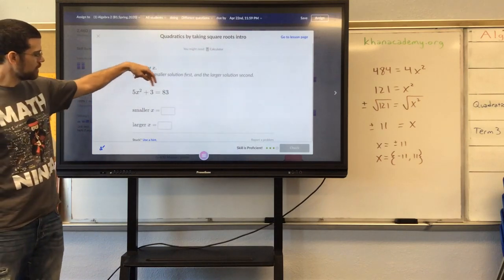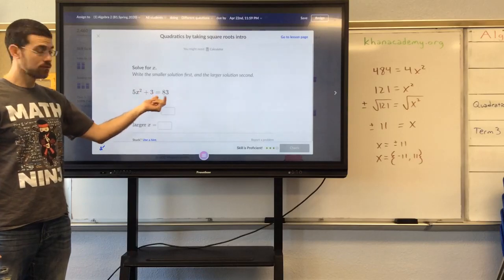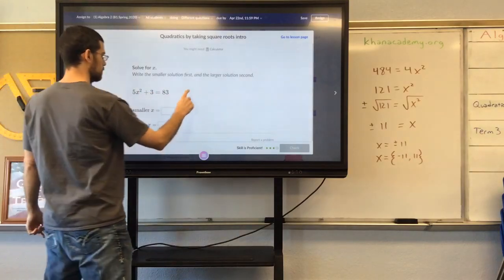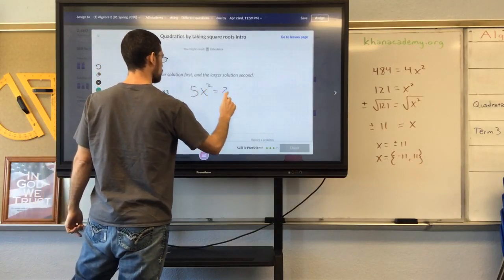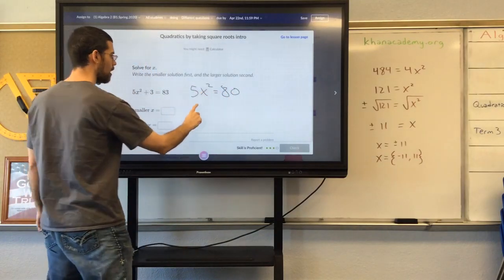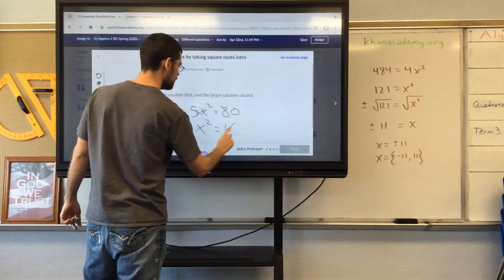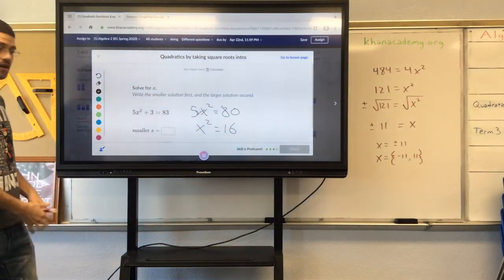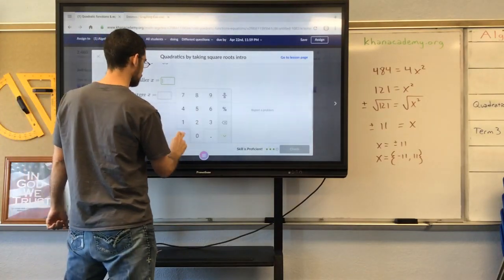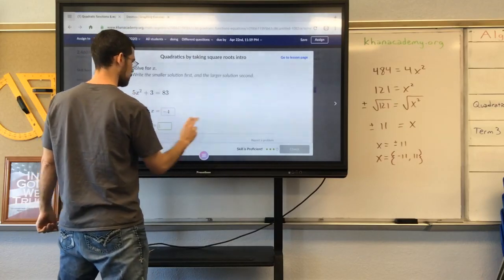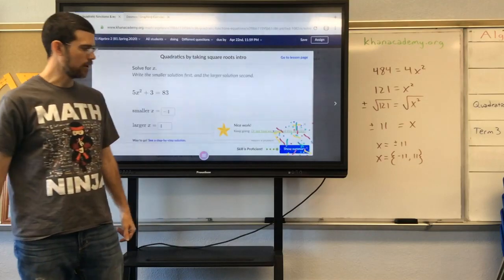Last one, if we take away 3 from both sides, we get 5x squared equals 80. Divide by 5, that's x squared equals 16. There are two solutions to that, negative 4 and 4. And we're done.